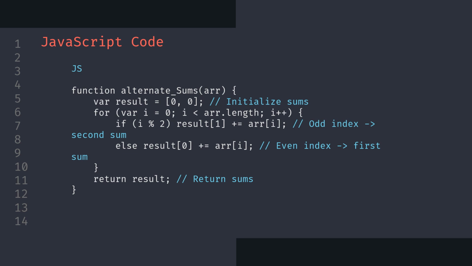This is the JavaScript implementation for calculating alternate sums. We initialize an array to store the two sums. As we iterate through the input array, elements at odd indices are added to the second sum, and elements at even indices are added to the first sum.